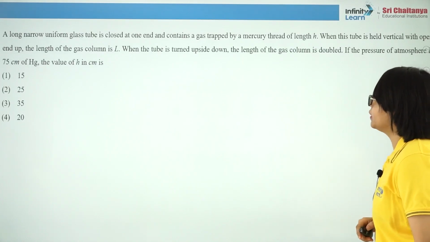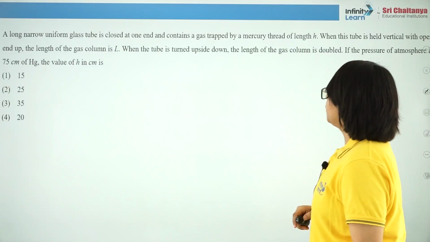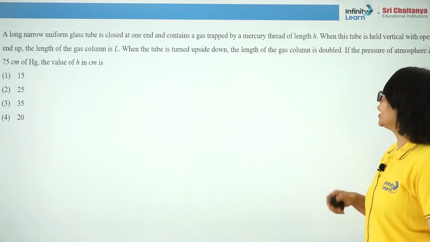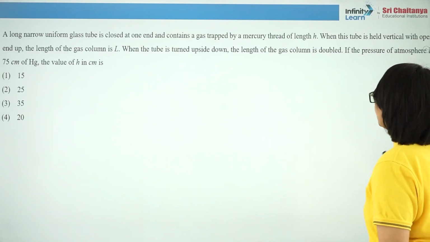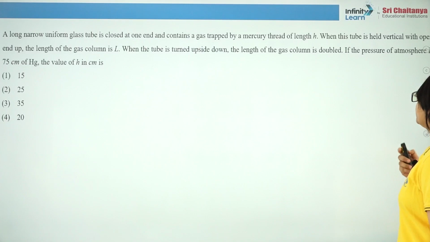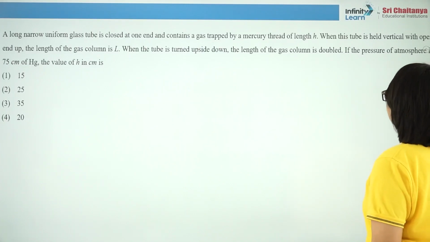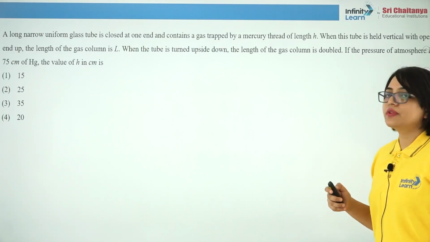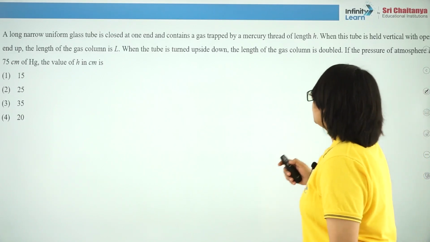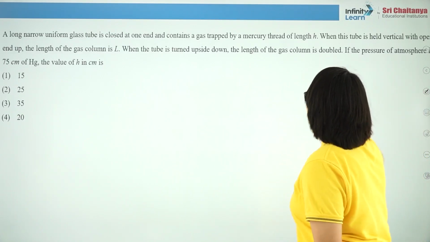Next is 127. A long, narrow, uniform glass tube is closed at one end and contains a gas trapped by a mercury thread of length h. When this tube is held vertical with open end up, the length of the gas column is L. When the tube is turned upside down, the length of the gas column is doubled.